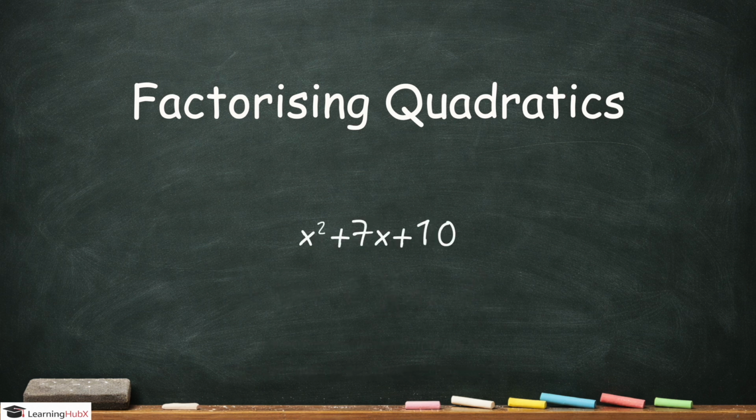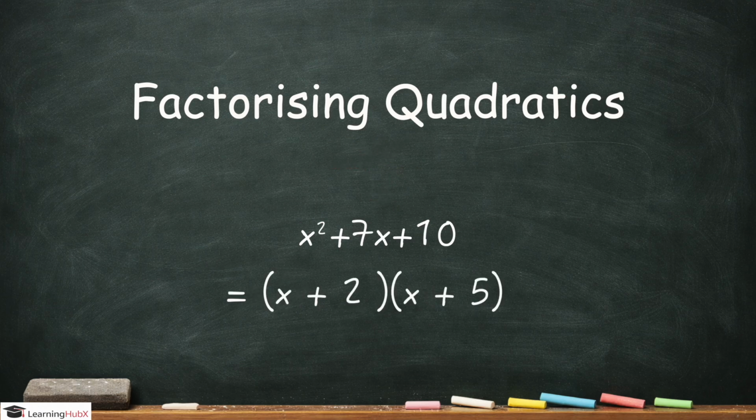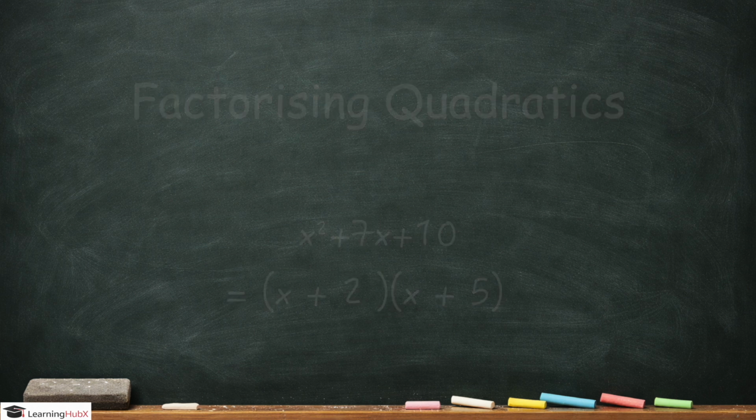Let's try another example. x squared plus 7x plus 10. We want to find two numbers that multiply to give 10 and add together to give 7. Pause for a moment and see if you can work it out first. The answer is 2 and 5. 2 times 5 equals 10. 2 plus 5 equals 7. This is factorizing simple quadratics.